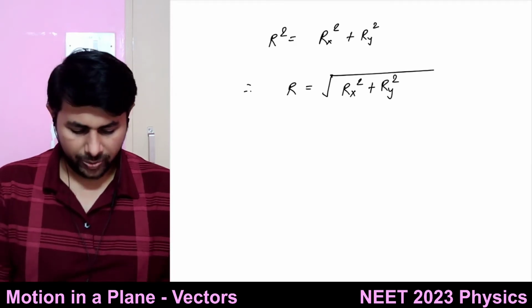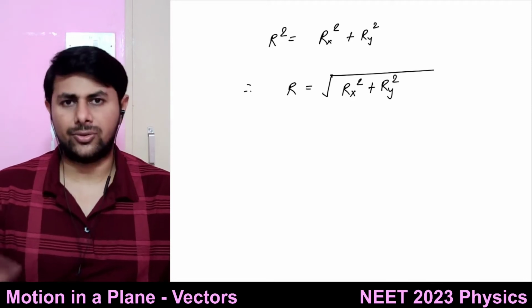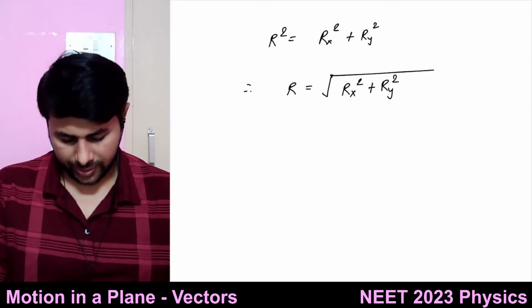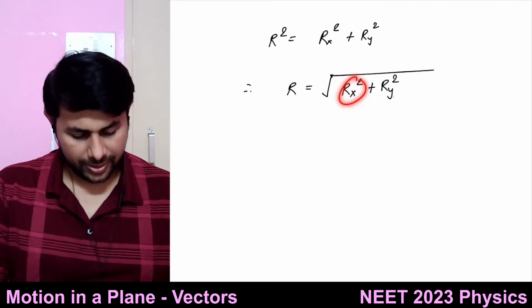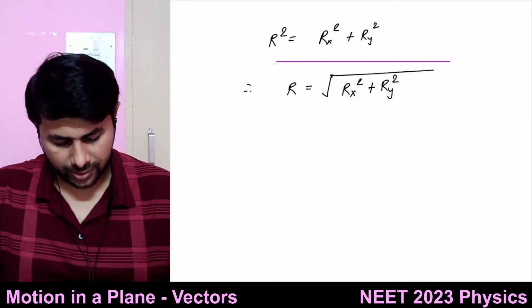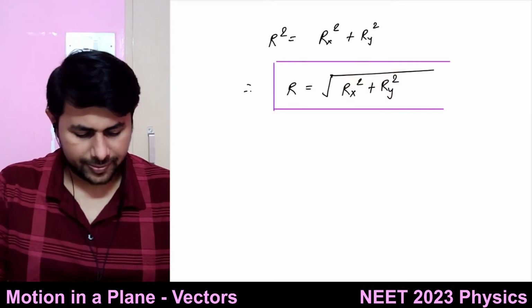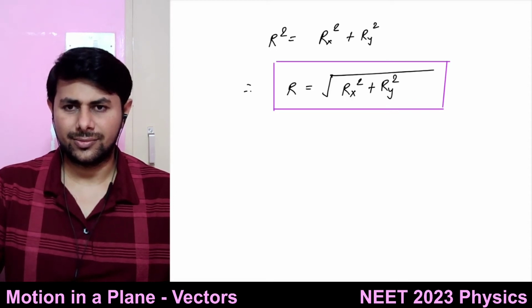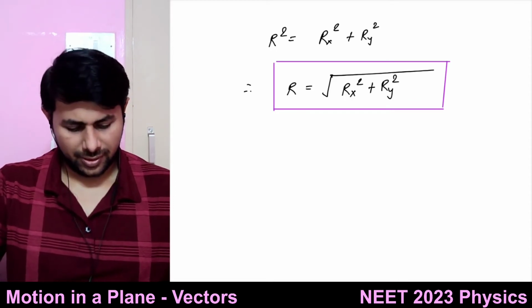So if we resolve a vector along two perpendicular components, the magnitude of the resultant is square root of magnitude of first vector square plus magnitude of second vector square. So this is simple.